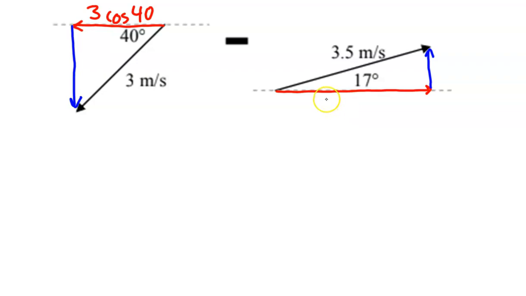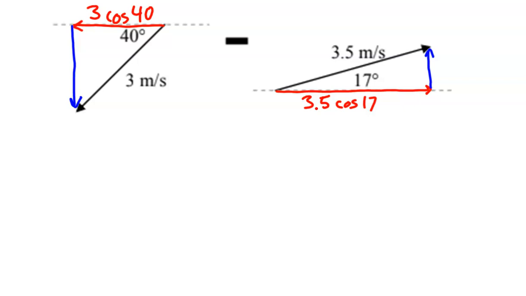Whenever you do calculations with this stuff, make sure that your calculator, Desmos, whatever you're using, is in degree mode if you're putting angles in degrees rather than radian mode, because things will not go well if you do it in the wrong mode. Okay, that one is going to be 3.5. That's adjacent. So it'll be 3.5 cosine of 17.